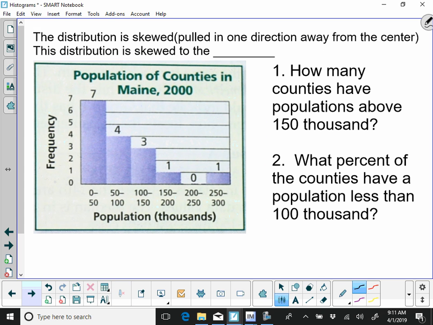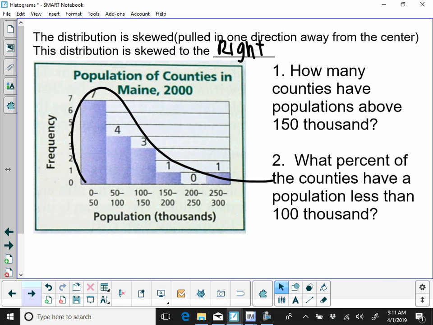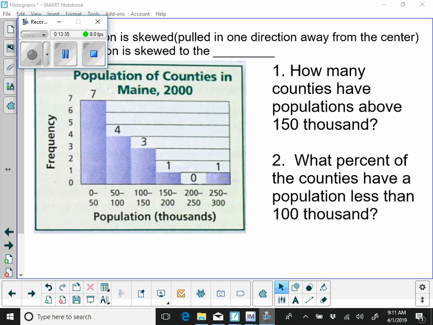Okay? All right? Skewed. Skewed goes whichever way the tail is. Okay? This one, the tail of this data comes down here on the right side. So this data is skewed to the right. Okay? Now, I want you to take a second and read these two questions over here and see if you can look at this bar chart and answer those two questions.